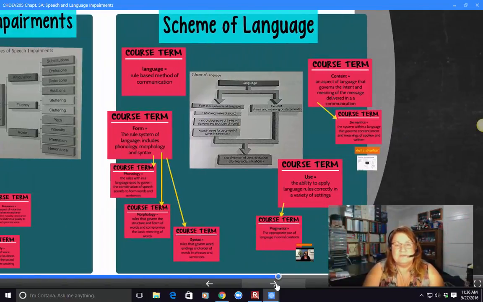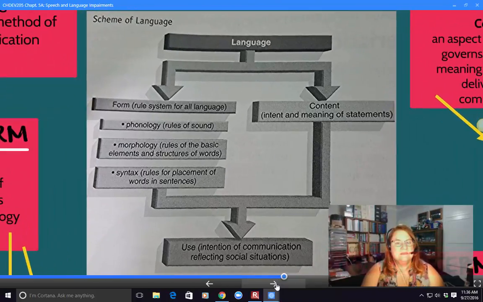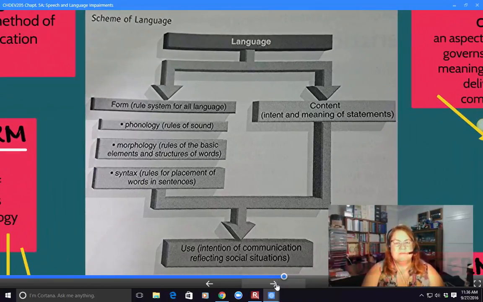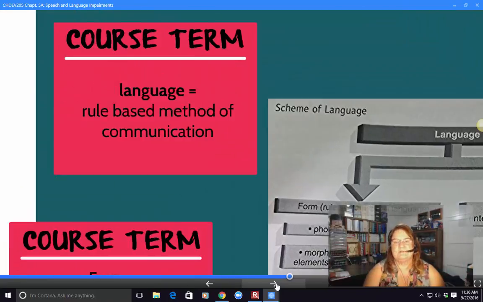Now the scheme of language. This is people who just can't get it all together, which is fine. Again, we all need help. We all have our impairments. But this is our diagram from the book. See how language talks about two different sections? There's form, and then content, and then use. And I really like how the book separates this out too.